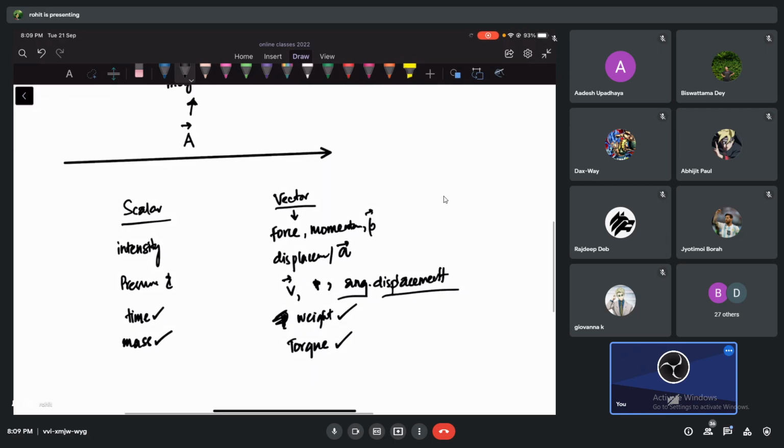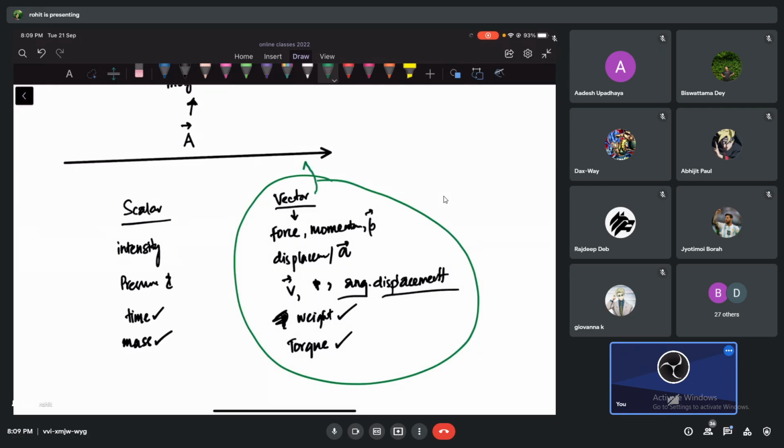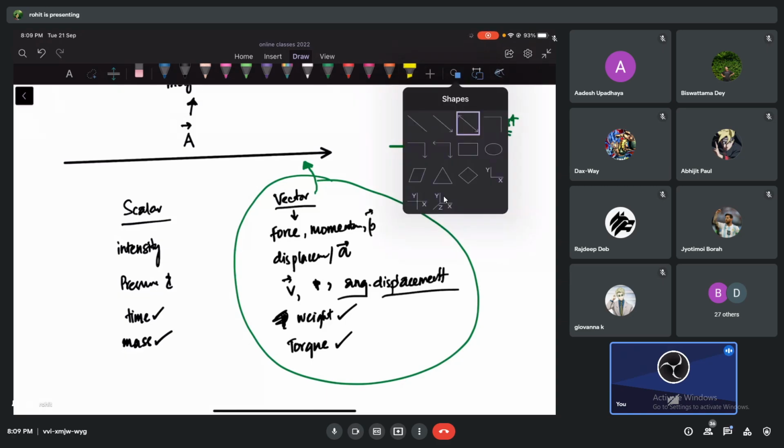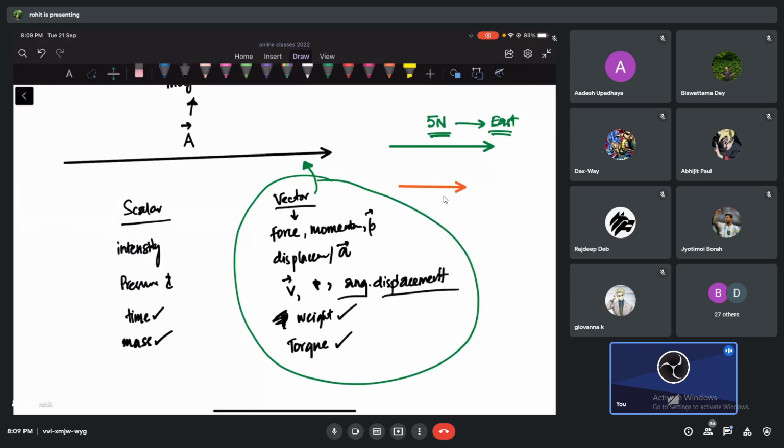The best part is, any of these vector quantities I can represent with an arrow, this one. For example, I can tell you this is a force vector, 5 newtons of force pointing in the east direction. Because of this, I can say force has magnitude and force has direction. I can also tell you that this is also a vector. Let's say it is a velocity vector, 5 meters per second in the east direction. It's pointing towards the east and it has a magnitude of 5.